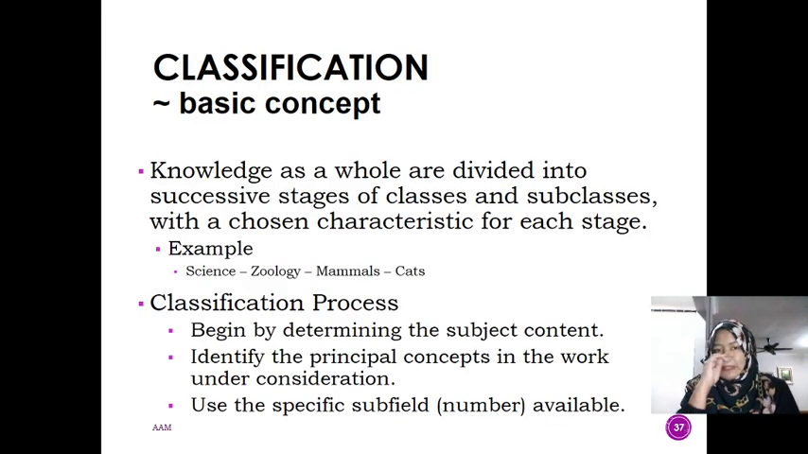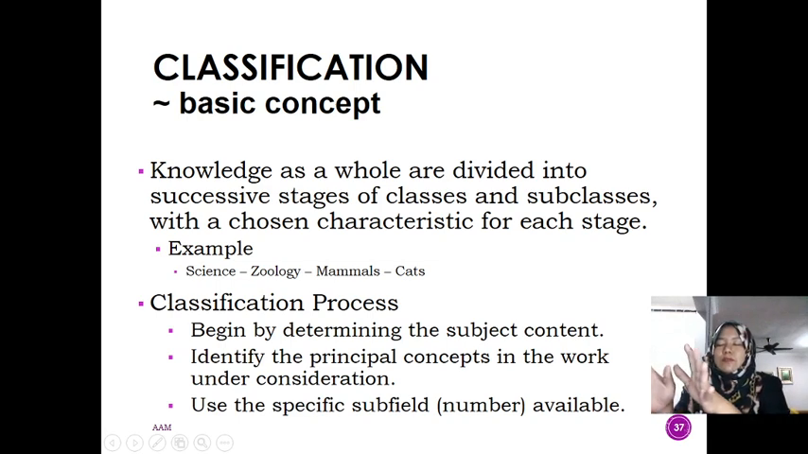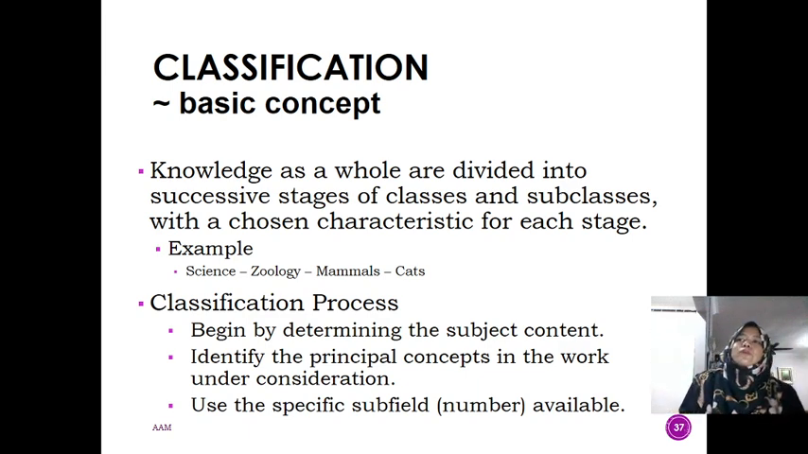The basic concept of classification is that knowledge as a whole is divided into successive stages of classes and subclasses, which are chosen by characteristic for each stage. For example, we want to talk about cats. Cats might relate to mammals, zoology, and also science. So science is the main subject for cats, even though cat is just the specific object here. So if you want to find information about cats, we have to go through science. It's grouped under science. That's what it means.